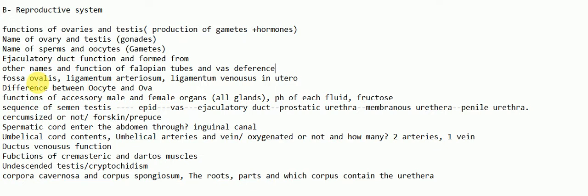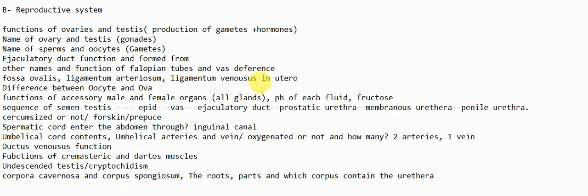Now we have some structures in the fetal circulation. So in the fetal circulation, you will see something like foramen ovale, ductus arteriosus, ductus venosus, and these will become fossa ovalis, ligamentum arteriosum, and ligamentum venosum. So when you look at the fetal circulation, you see the first one, which is foramen ovale, that will become fossa ovalis after birth. When you see the ductus arteriosus, this will become ligamentum arteriosum after birth.